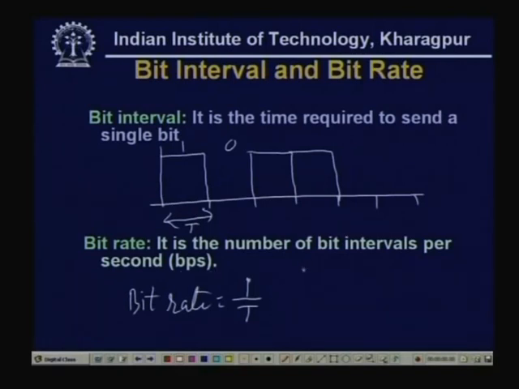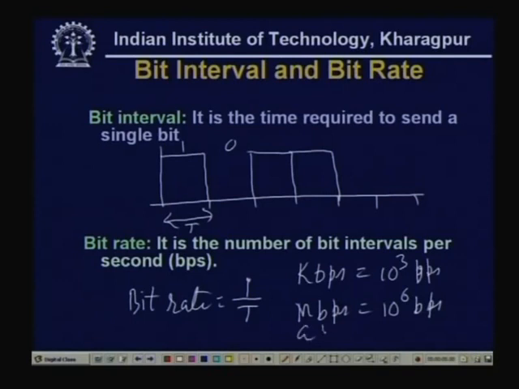the number of such symbols that can be sent in 1 second, and it has the unit bits per second. Obviously, it can be extended to kilobits per second whenever you are sending 10 to the power 3 bits per second, or megabits per second when you are sending 10 to the power 6 bits per second, or gigabits per second, 10 to the power 9 bits per second. So, these are the bit rates that are commonly used.